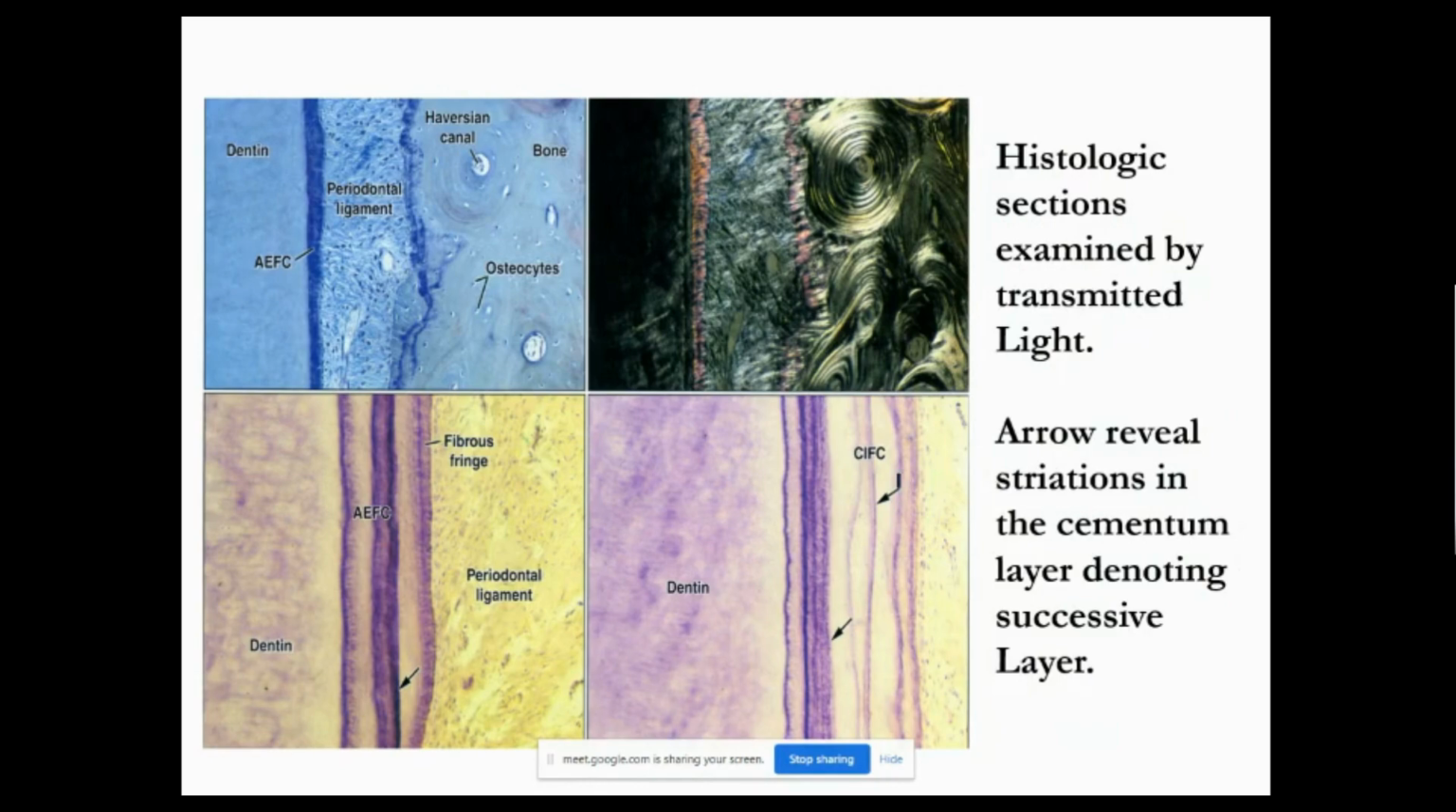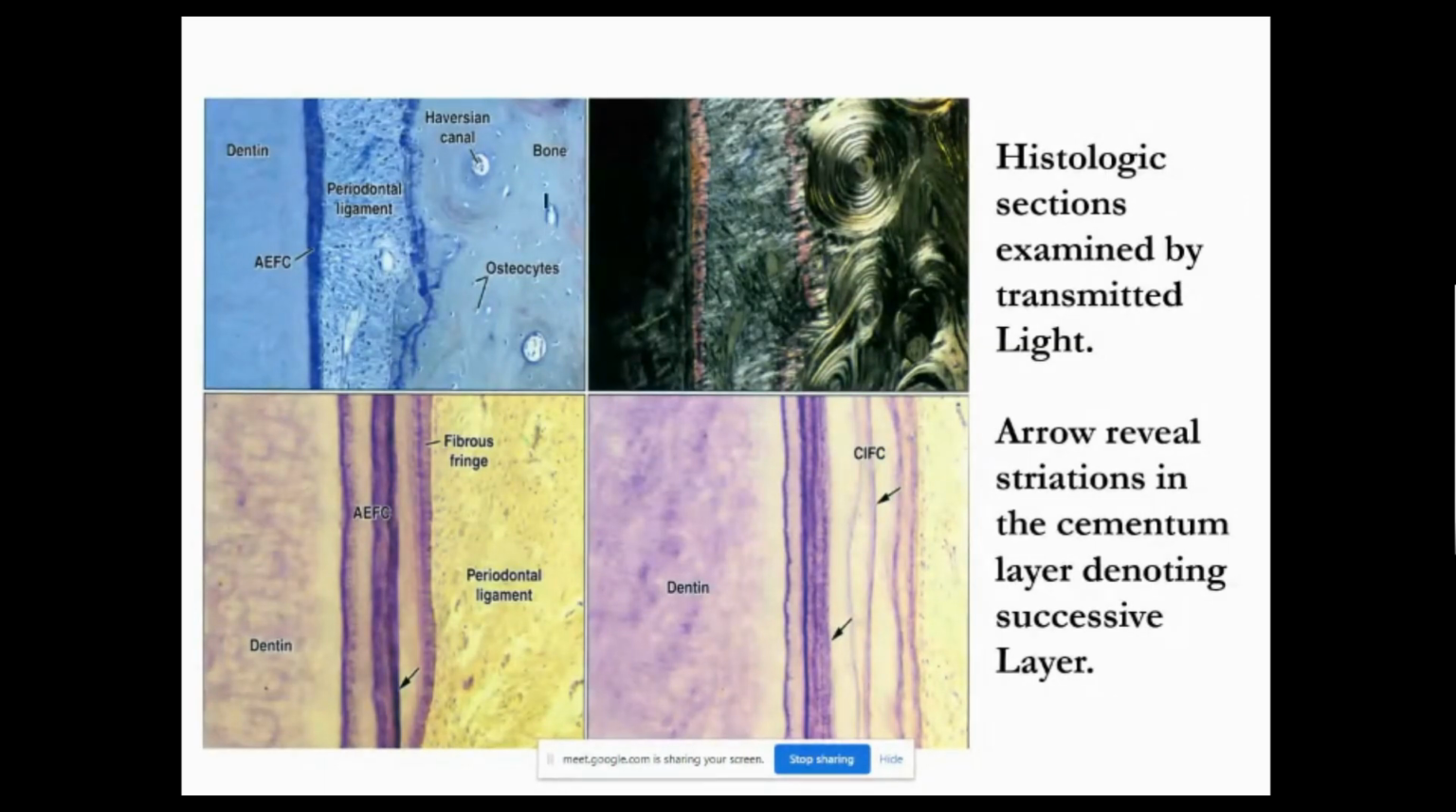So this is just to show that the cementum is also undergoing an incremental pattern of deposition and mineralization. All these lines are nothing but your lines of Salter, which indicate the successive layers of deposition and mineralization. This is the dentin, cellular intrinsic fiber cementum.